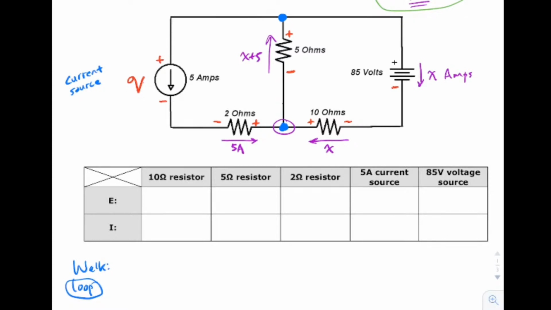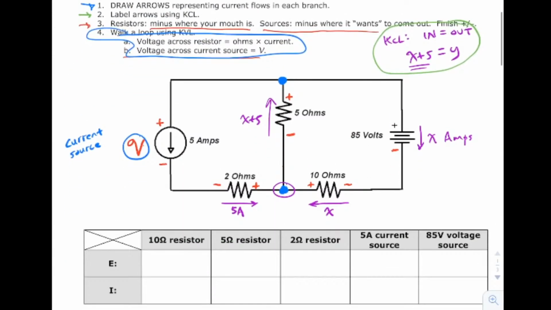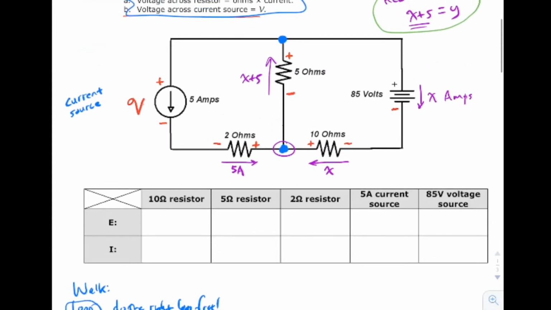Now the loop I'm going to walk through is the first one. Do the right side. Do the right loop first. And the reason I'm doing the right loop first is because I try to avoid the current source at first. Why am I avoiding the current source? I'm avoiding the current source because I don't know what the volts is. It's like an extra unknown. I don't want to deal with an extra unknown if I don't have to. I would rather just start here.